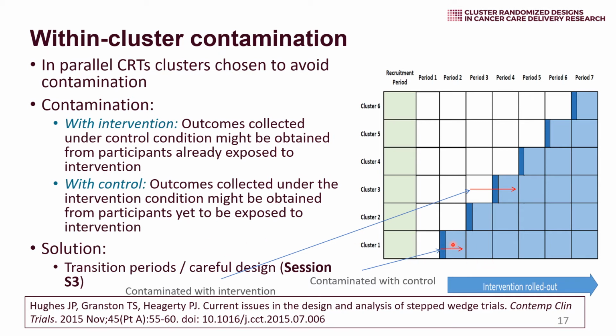So we might try to elicit an outcome under the treatment condition. In cluster 1 here, we might try to elicit an outcome during period 2 when that cluster should be exposed to the intervention condition. But perhaps it takes some time to embed that intervention into the cluster, and perhaps we haven't allowed for that. Then this observation might be partly exposed to the control condition and not fully exposed to the intervention condition. So we get contamination with the control.